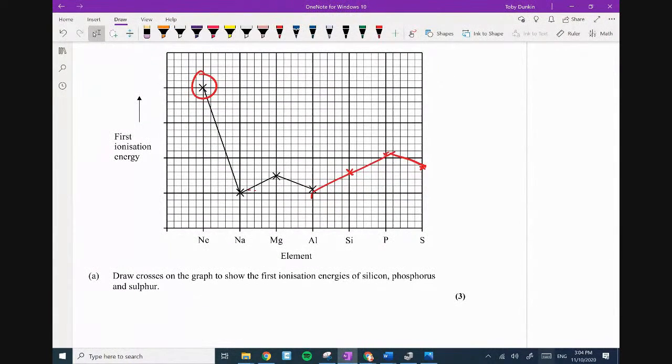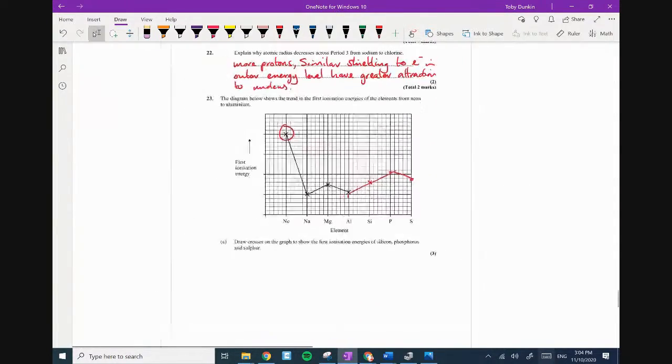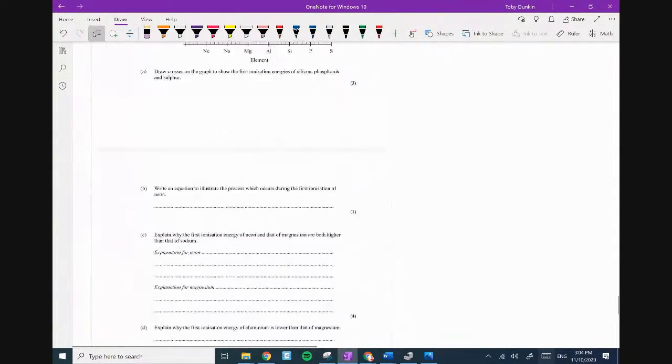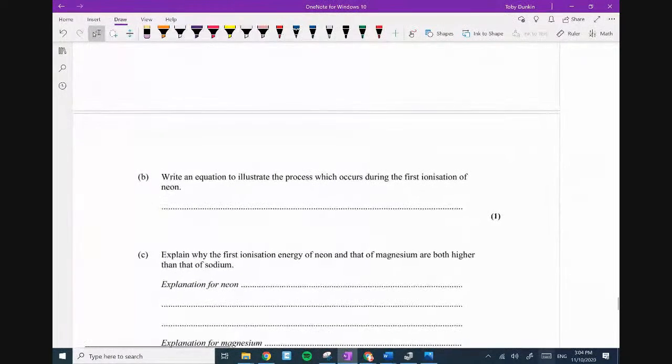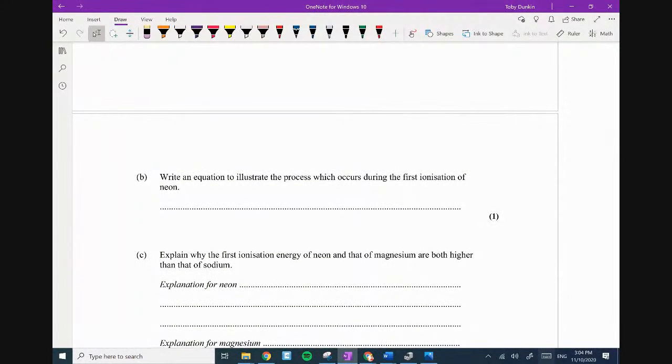Anyway, so draw on those 3 marks. Wowzer, it's a lot of marks, that. Be interesting to see the mark scheme for that one as well, just to see how much leeway they give you. Next, write an equation that illustrates the process of the first ionization energy of neon, neon gas, going to neon 1 plus, gas, plus an electron. Don't forget your state symbols.